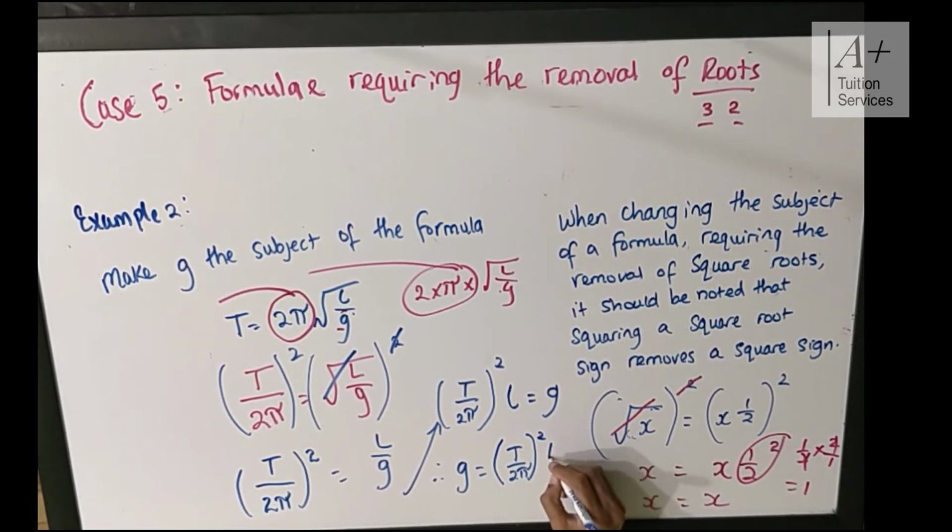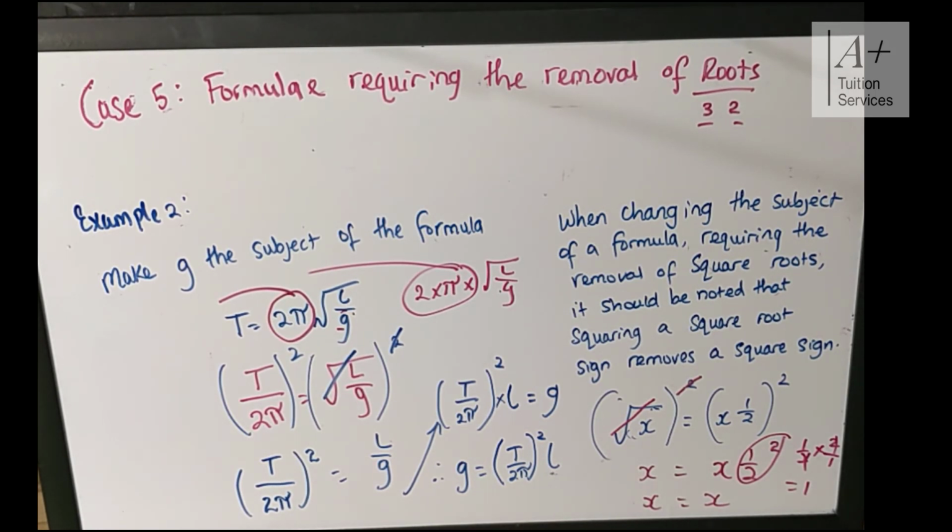The reason why we just attach L onto that is because L divided by G is L over G, and division goes across as multiplication, and we don't need to put a multiplication sign at this point because we understand that two letters together form a multiplication, okay? So we have T over 2 pi squared multiplied by L. So G is equal to T over 2 pi squared multiplied by L. Good. So this was the second example.